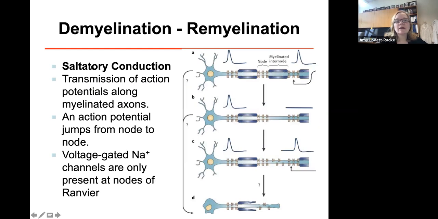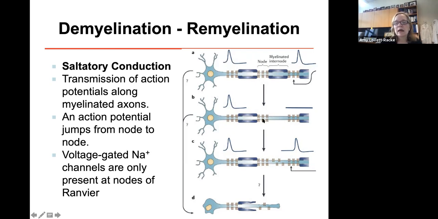So demyelination matters because myelination promotes saltatory conduction. You have the myelinated regions of an axon, you have the nodes of Ranvier where there are voltage-gated sodium channels, and the action potentials essentially jump from node to node. And this is very, very efficient. So in MS or in EAE, you get this myelin damage, and obviously that's going to compromise axonal conduction.